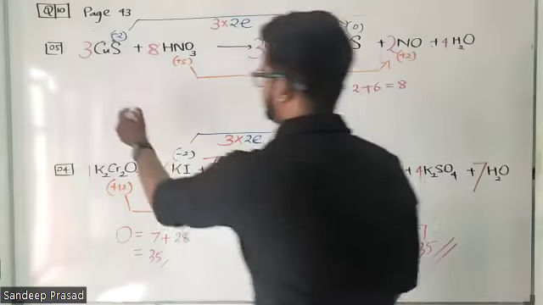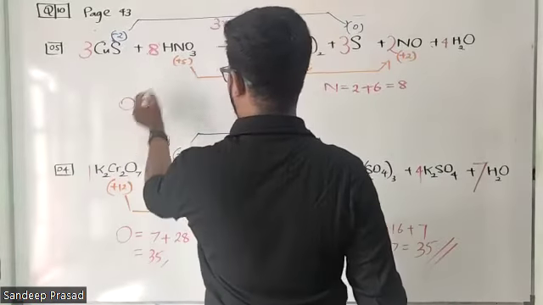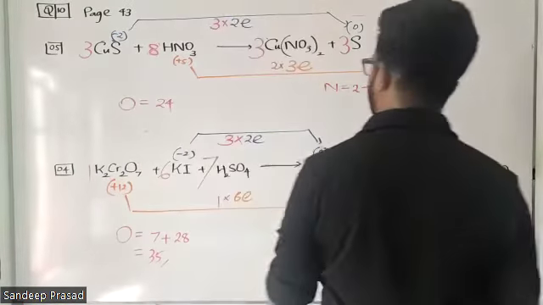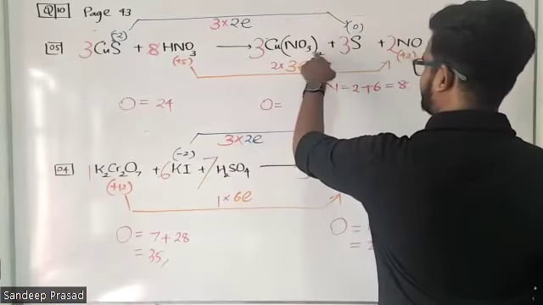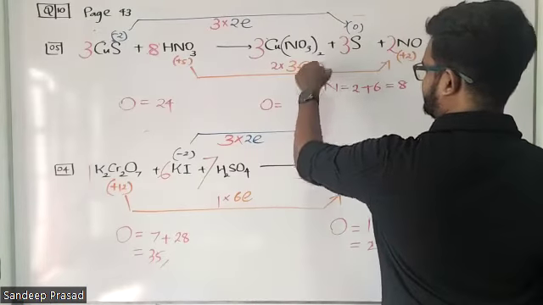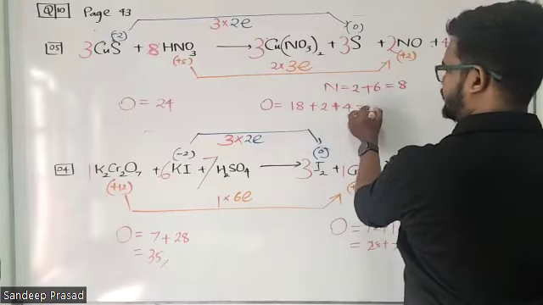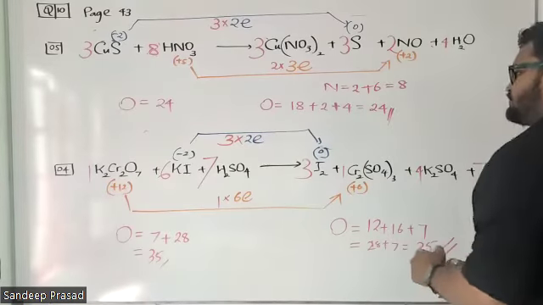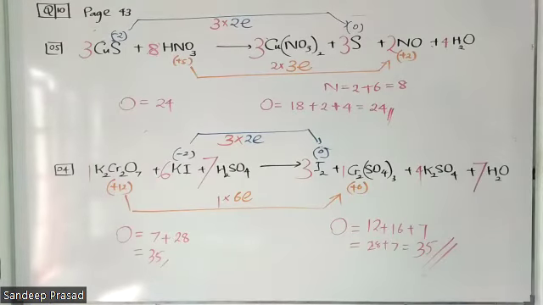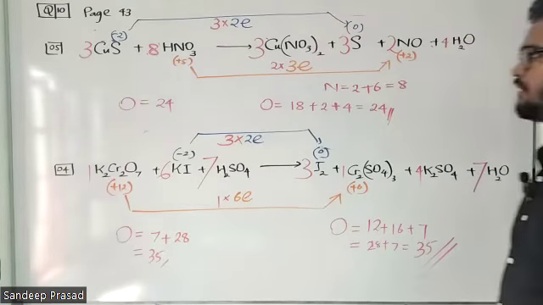So when you count the oxygen atoms, 3 into 8, 24. Here 6 into 3, 18. 2 plus 4, 24. 24 oxygen atoms are there. The reaction is balanced in this way. Number 5.